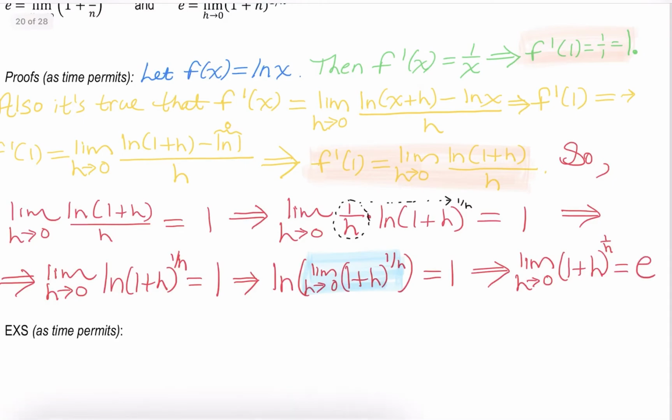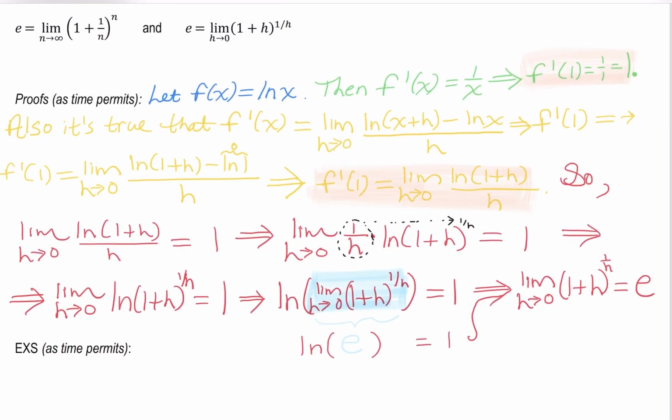So we know that this quantity has to equal e, because we know that the natural log of e is what's equal to 1. And that's how we get to that. All right, so that is the second form that you see up above.